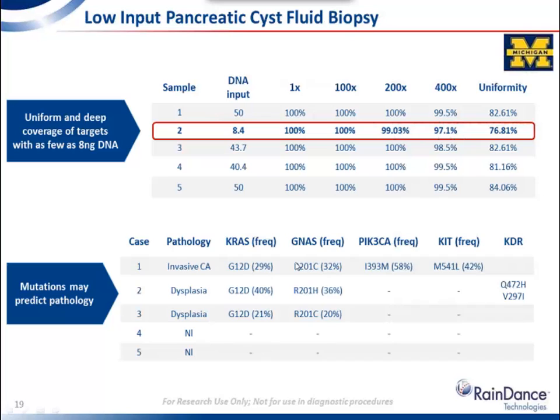There have been a lot of studies recently showing that mutations in KRAS and GNAS are very predictive of progression to pancreatic cancer. In addition to these mutations found in these 3 samples, there are additional mutations that are important in the literature but have lower prevalence.